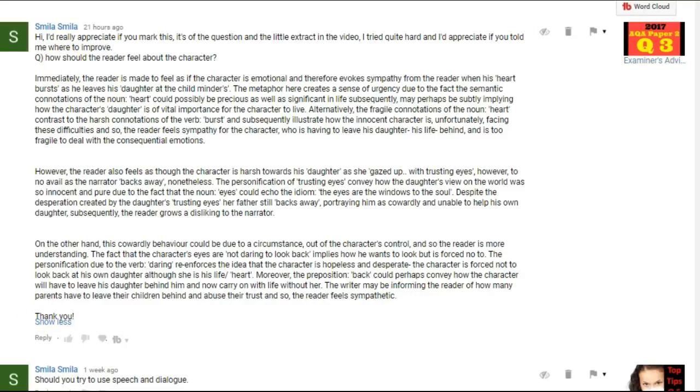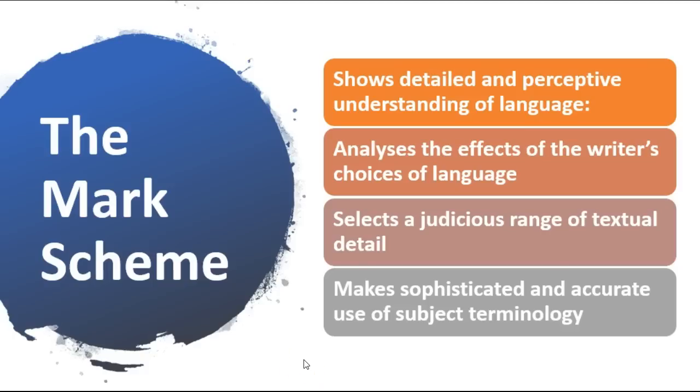Now I won't be able to do that all the time, but his response is so good, it's right in the top grade boundary, and I'm going to show you how Smila's got there from being a grade 4 to at the very least a grade 7 student in only 2 weeks. Remember, that was only 2 weeks ago that he told me he was a grade 4 writer. So let's have a quick glance at the mark scheme.